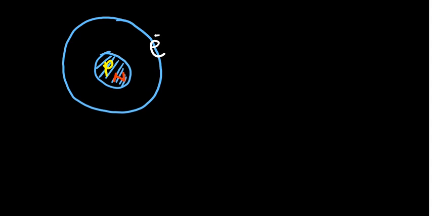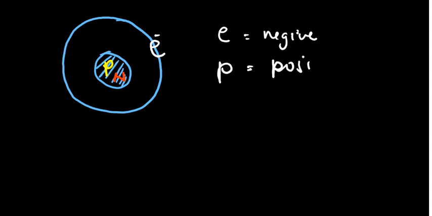Now, all these elements of the atom have charges on them. So electrons are negatively charged, protons are positively charged, while neutrons have no charge at all. So this is the basic structure of an atom.